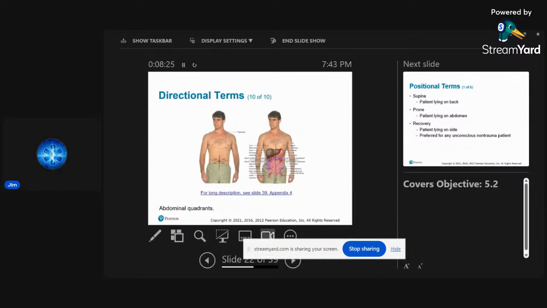And your kidneys. Remember, your kidneys are not actually in a quadrant. They're in the retroperitoneum, which is behind the peritoneum. The peritoneum is this like lining that holds all your organs in, and they're outside of that lining in the retroperitoneum.